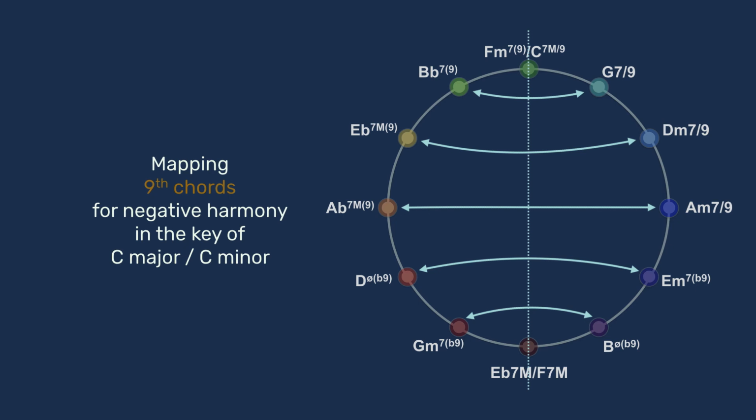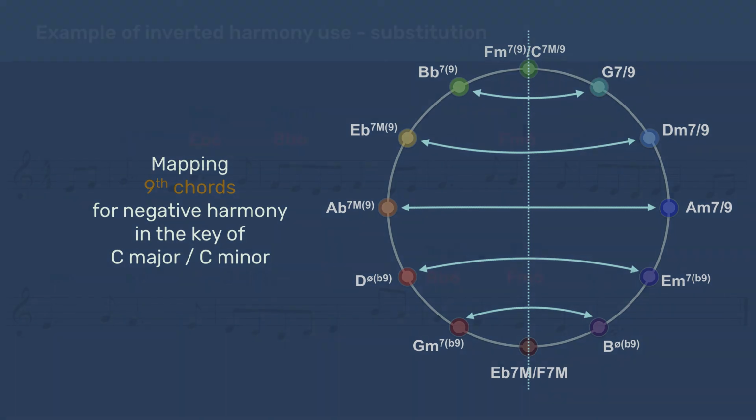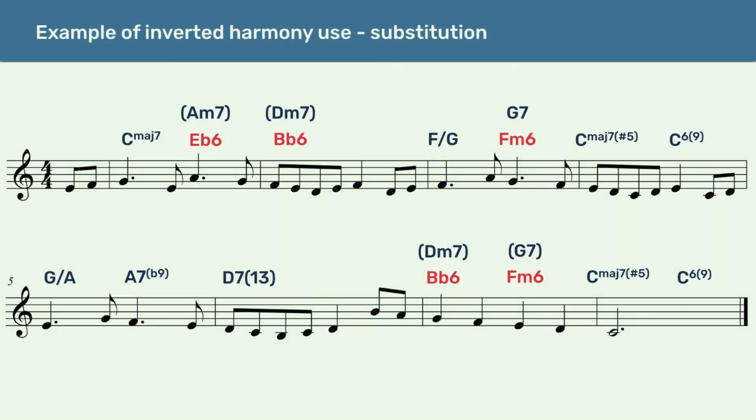After all, this idea of inverting intervals is not a recent one by any means. Many composers have used it in one way or another, from Bach to Rachmaninoff and many others. In the next video, we will investigate how composers have used the concepts of negative harmony, as well as suggest some practical possibilities. Until then, let's look at one of the more simple ways of using negative harmony, which is harmonic substitution. In this example, some chords were substituted by their negative versions, which are colored red. Let's hear it.